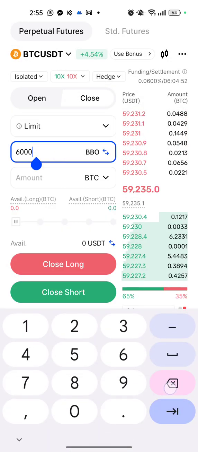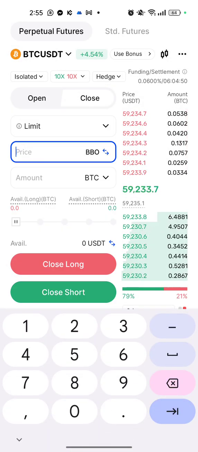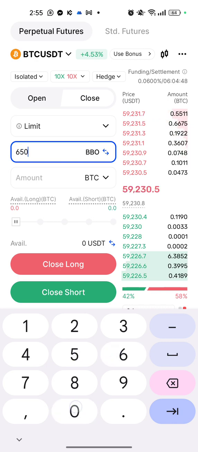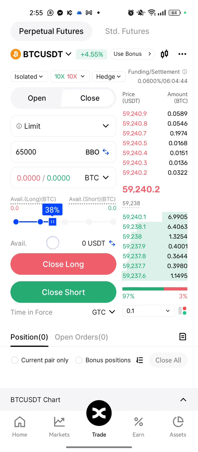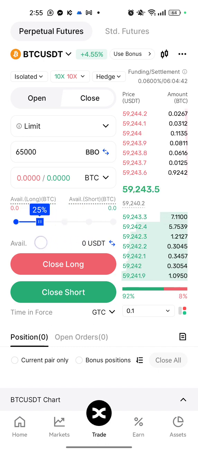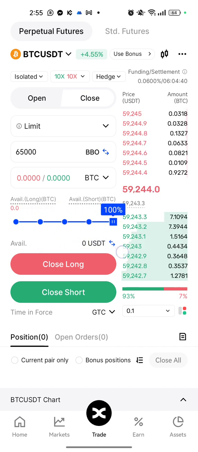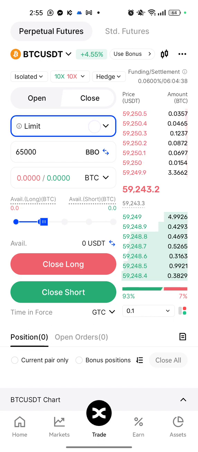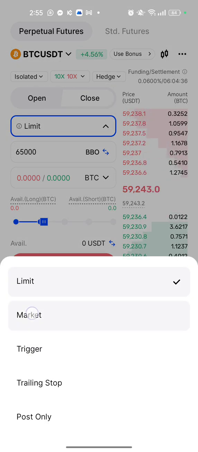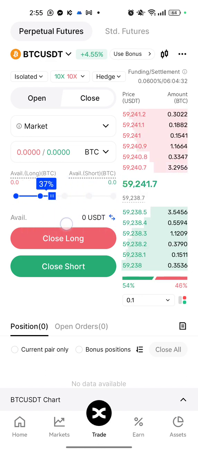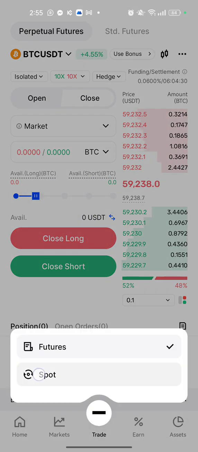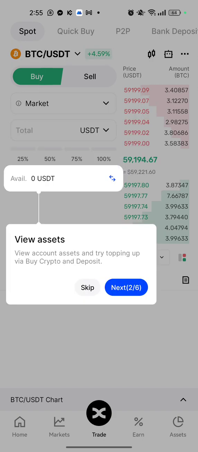If we want to sell at a limit price, for example 65,000, it is like 65,000, and this is auto. And how much percent I want to sell, I sell. Or if we want to sell at market price, then select market price and how many percent I want to sell.